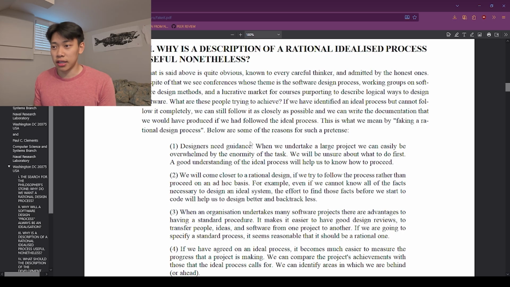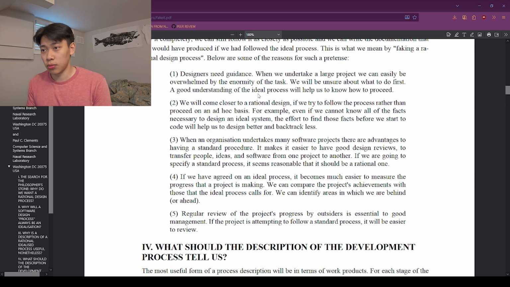We have identified an ideal process but cannot follow it completely. We can still follow it as closely as possible, and we can write the documentation that we would have produced if we had followed the idealized process. This is what we mean by faking a rational design process. Below are some of the reasons for such a pretense. 1. Designers need guidance. When we undertake a large project, we can easily be overwhelmed by the enormity of the task. We will be unsure about what to do first. A good understanding of the ideal process will help us to know how to proceed.